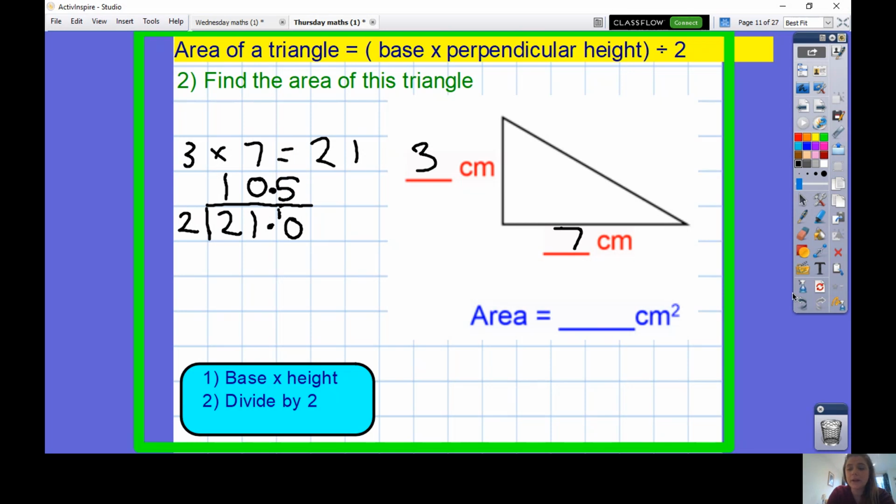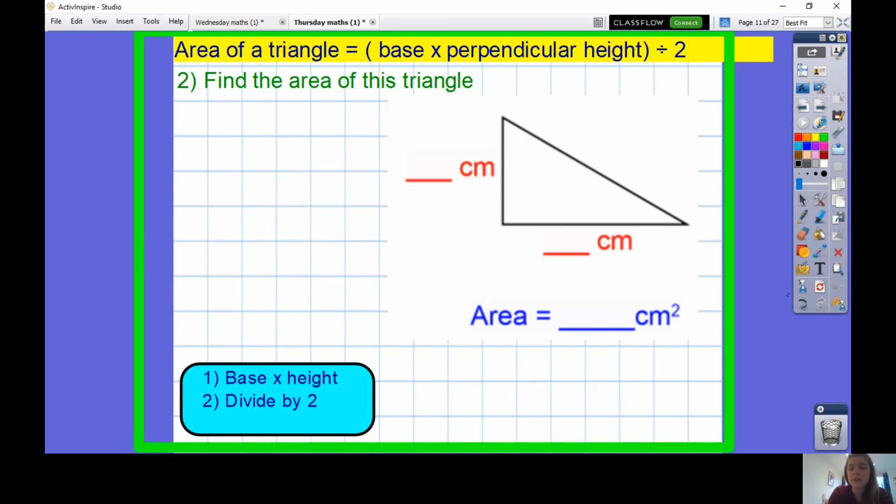Okay, I'm going to actually ask you to do a third question now, and this third question will have a decimal answer. So make sure you're using the bus stop method in order to get your decimal answer. The base in this one is 9 and the height is 5. Please can you find the answer to this question using my two-step method? Base times height, divide by 2. Pause the video and have a go at that question.